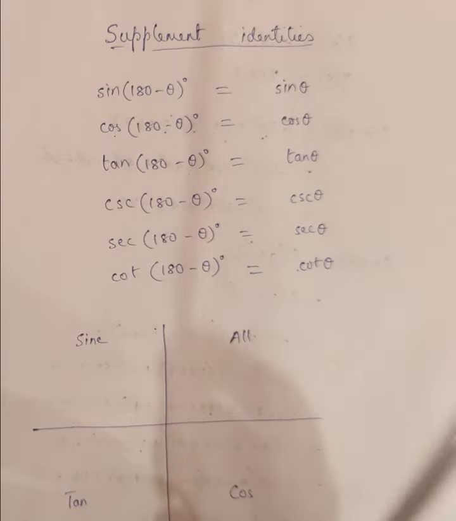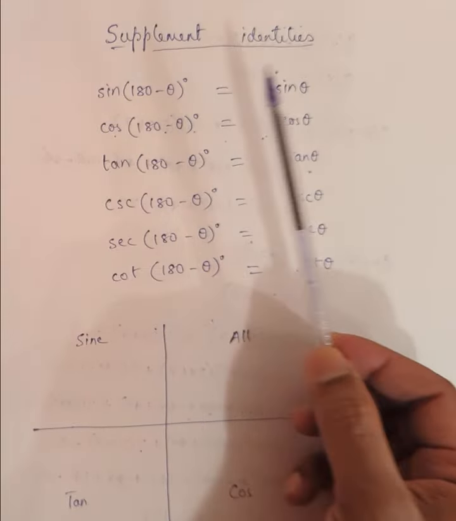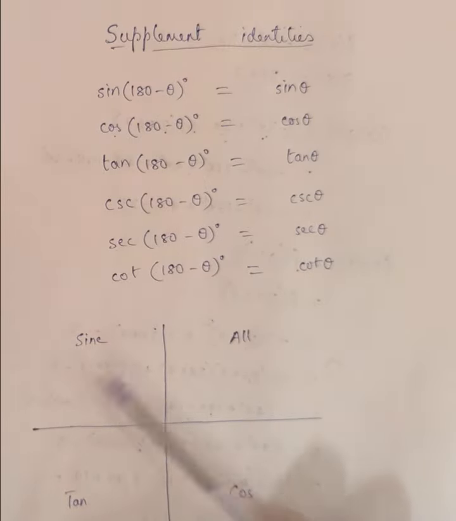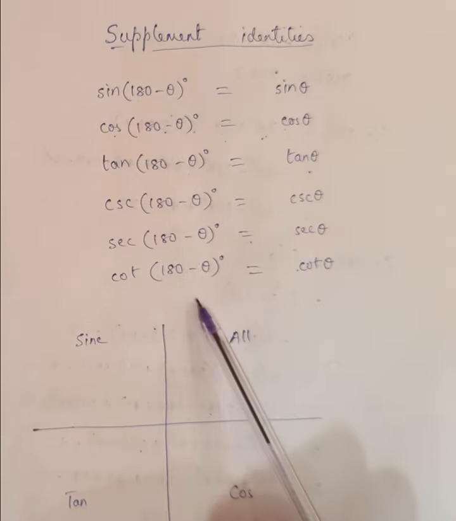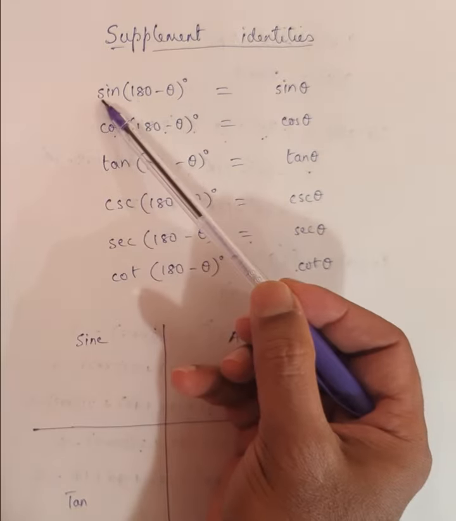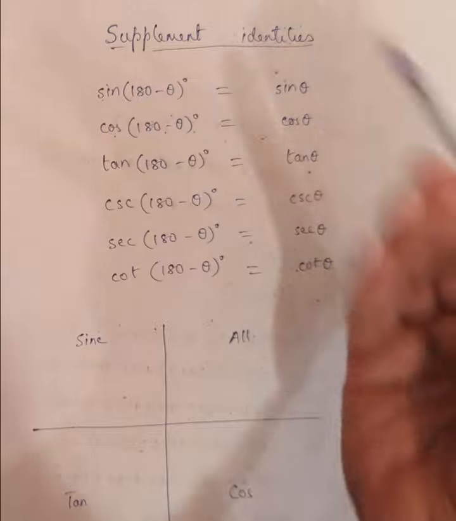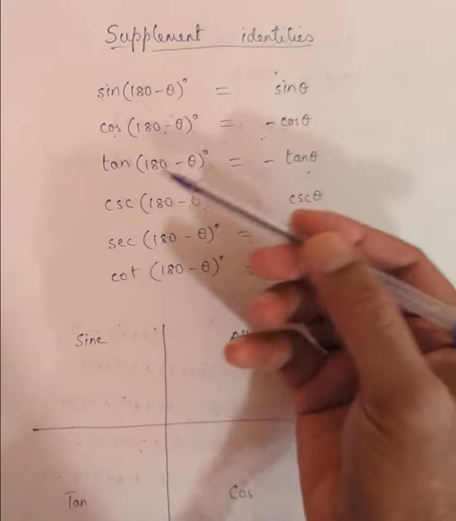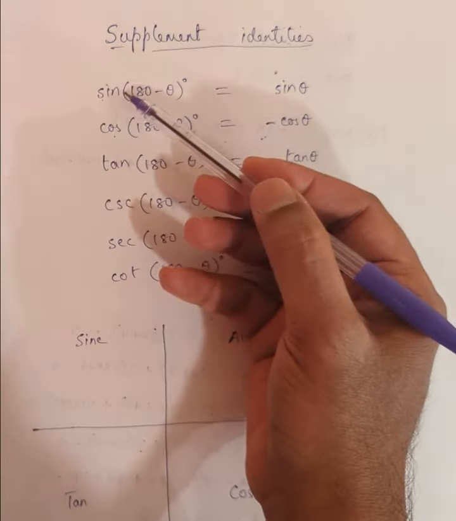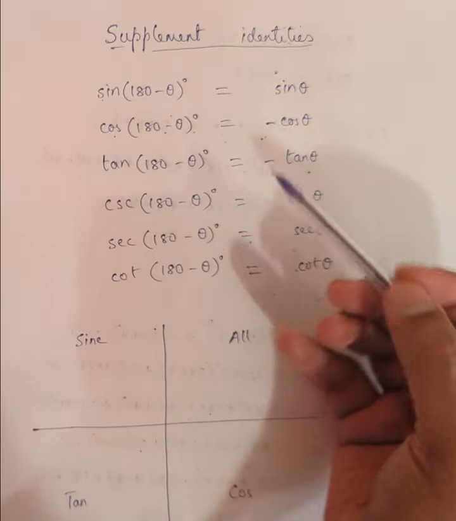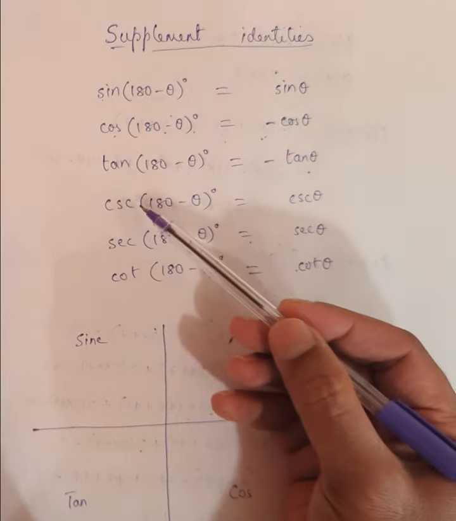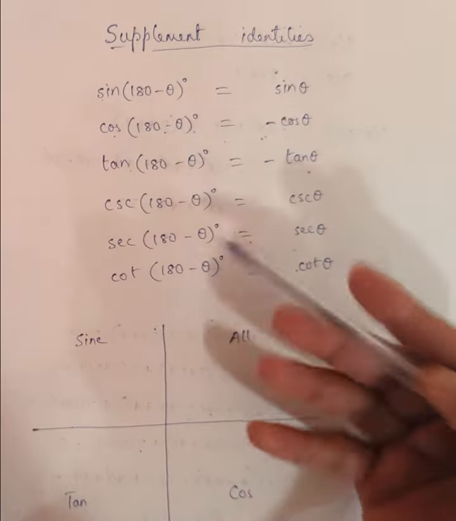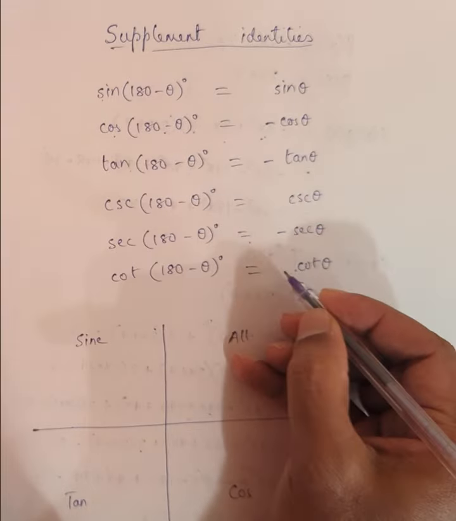And you can imagine theta to be an acute angle, then 180 minus theta falls in the second quadrant. So this is a second quadrant angle, which means sine will be positive, but cos will be negative and tan will be negative. And the reciprocal of sine will also be positive, because if sine is positive, its reciprocal will be positive. And cos and tan were negative, so their reciprocals will be negative.